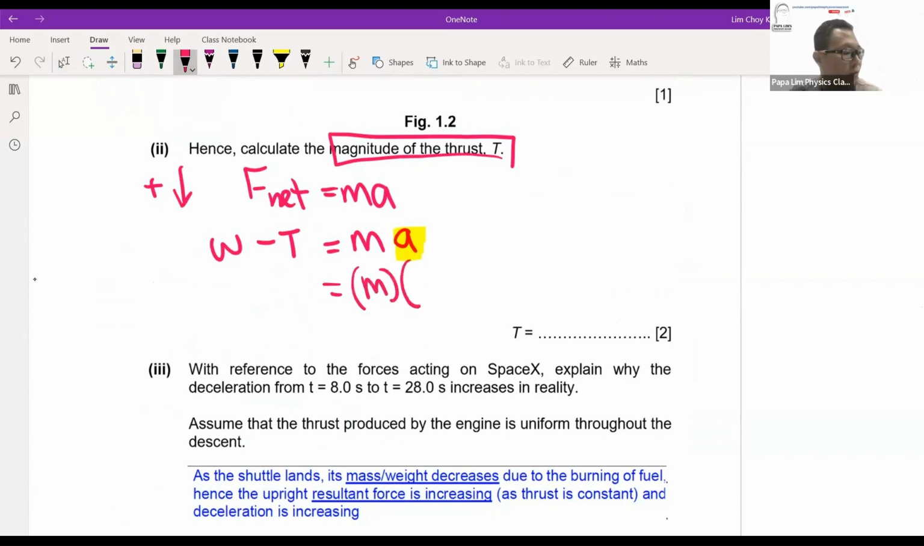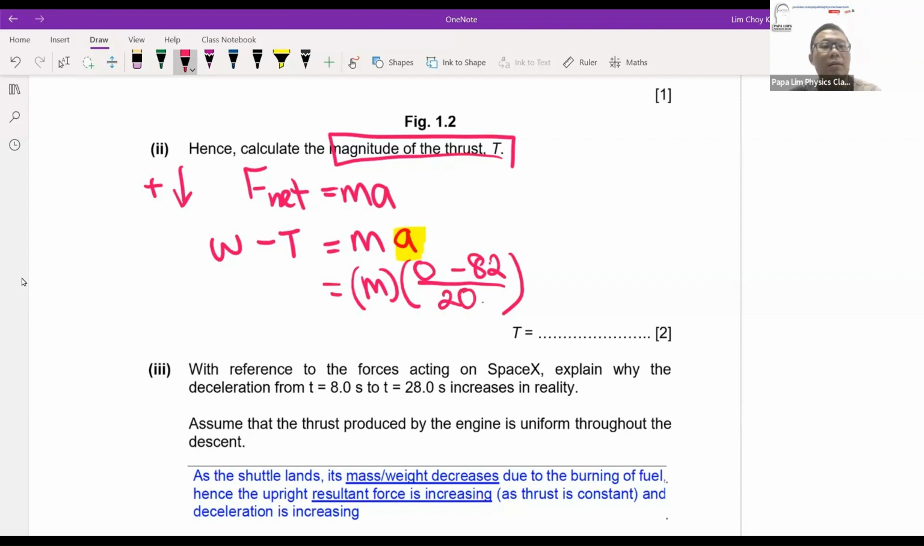The acceleration is given by the graph, which is the final speed of the object is actually 0 meter per second, because it's stopped, it landed on the planet, and the initial speed is given by 82 meter per second. And what's the time taken? Based on the graph, after 8 seconds, it lands on planet X at 28 seconds. So there's a difference of 20 seconds.